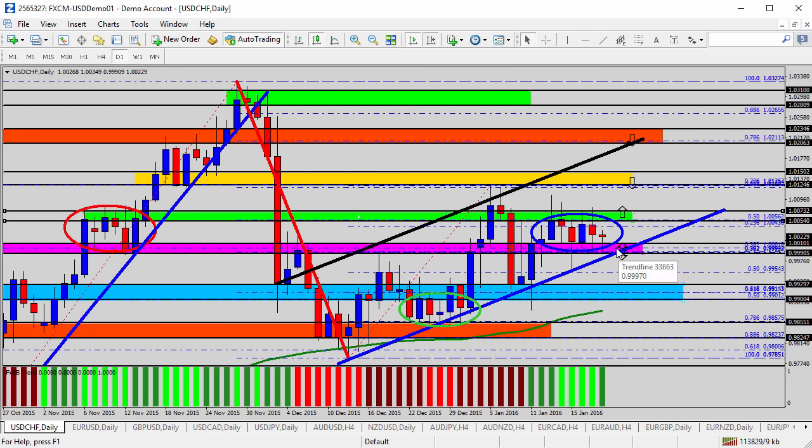The risk, of course, is apparent. A breakdown of 99.90, we're looking for it to go back down towards the blue zone. That's the risk. Your stop loss should be under the pink zone. Your target is the green, the yellow, and the orange shaded area on the way back up today for the U.S. franc.